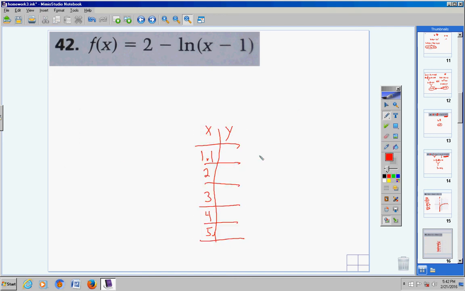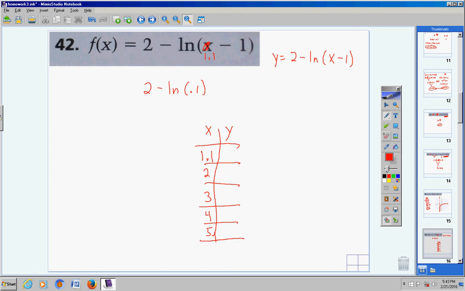Alright, we're going to put 1.1 in for x, okay? So 1.1 minus 1 is 0.1. So 2 minus the natural log of 0.1. Oh, by the way, if you want to use your grapher, of course you would hit y equals, and then 2, and then minus, and then natural log, then parentheses, x minus 1, close your parentheses. That's how you would type into your grapher if you want to use your table of values, okay?